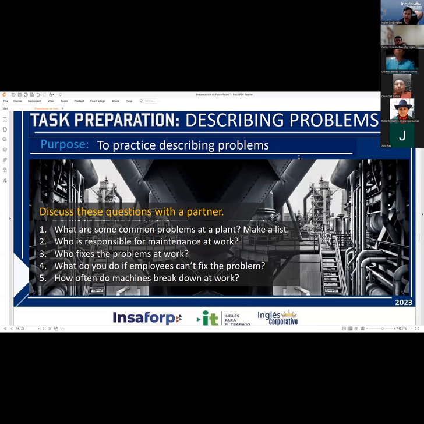We have problem with the internet. Connectivity. Yeah. Connectivity can be another problem. A lot of problems with requests. There are some problems with requests. Yeah, that's true. That is another situation. Okay, excellent. What else? They don't have enough raw material. There isn't enough raw material.